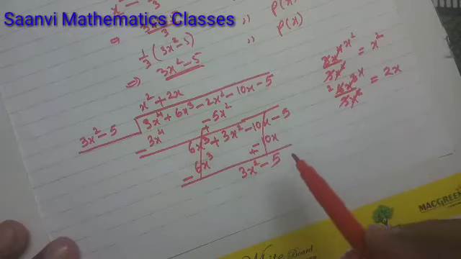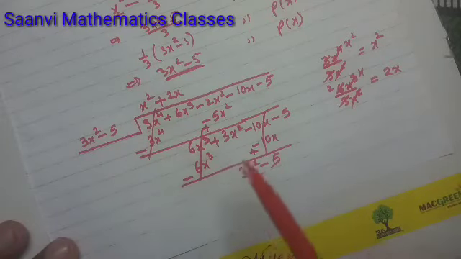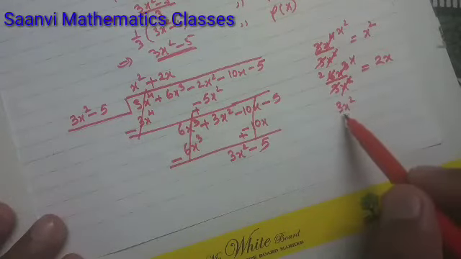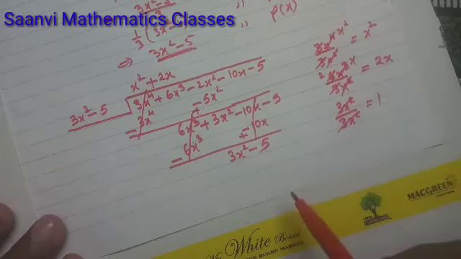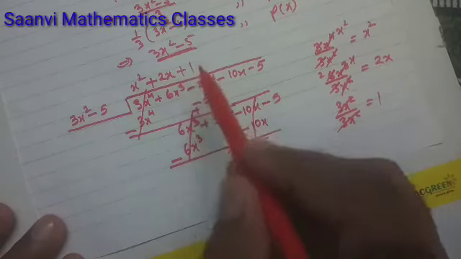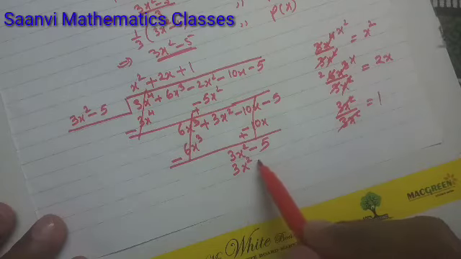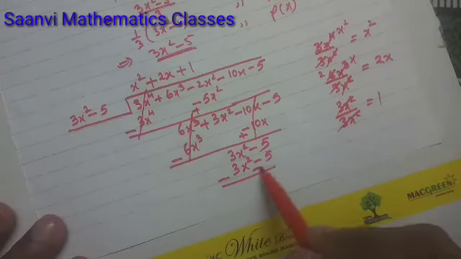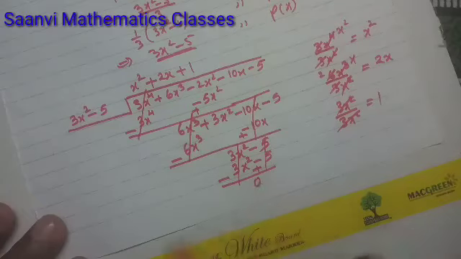One thing I've missed here, this was cancelled. Now 3x square divided by 3x square, this will cancel out, so it will be 1. So by what do you need to multiply now? You need to multiply it by 1 only. So this will come out to 3x square minus 5. Sign change, this becomes minus, this becomes plus, this will be 0, this will be 0. So this is 0.